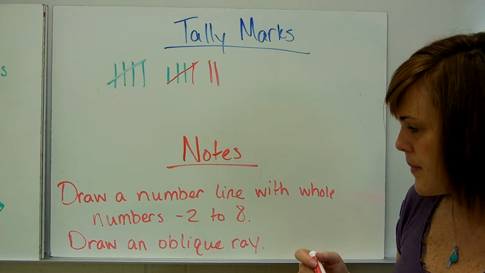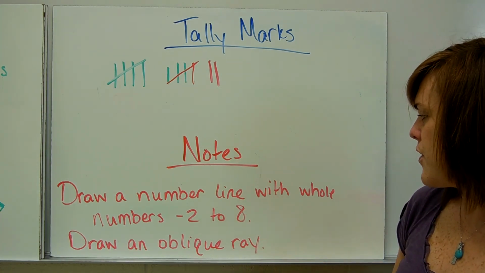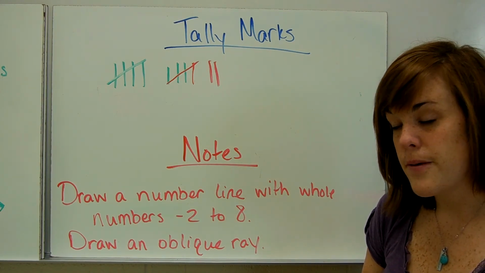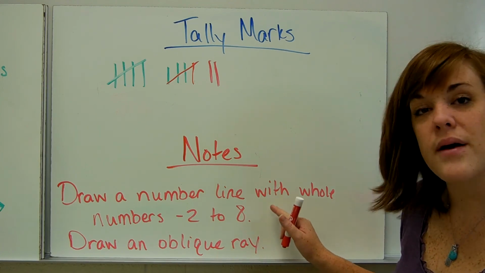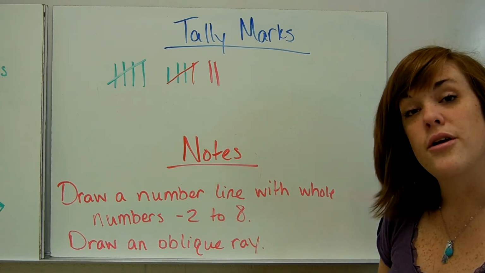You get the idea. For your notes, I need you to draw a number line correctly with whole numbers -2 to 8. Okay? Please count by ones in your unit segments. Also, I need you to draw an oblique ray.